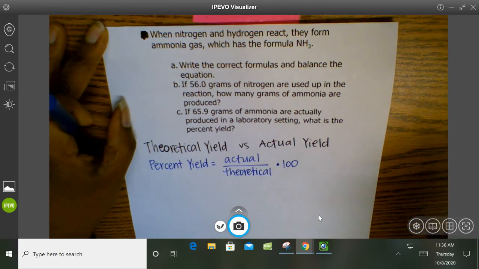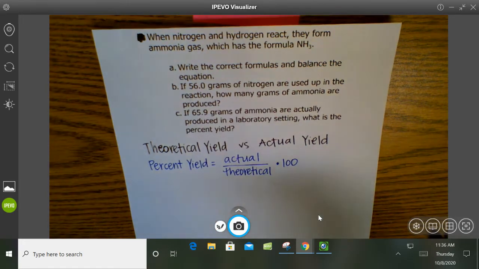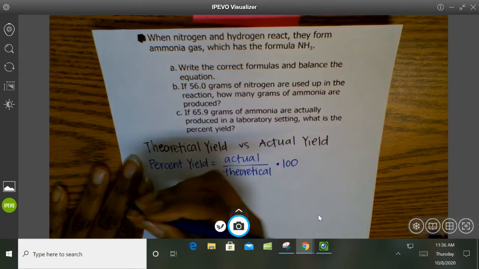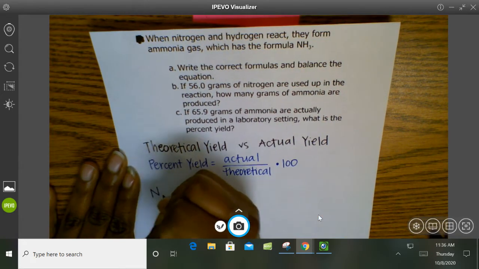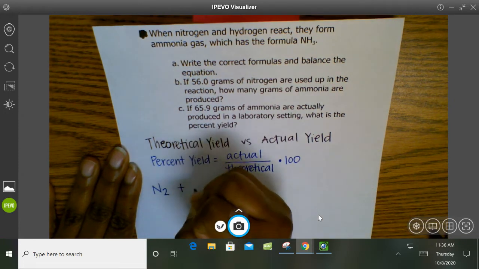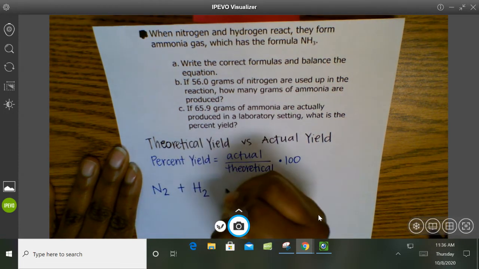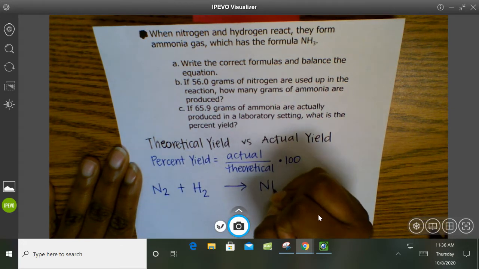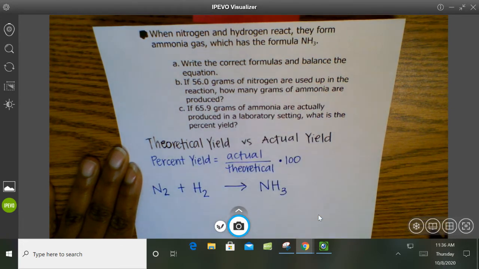formula NH3. So we're going to write the formulas and balance the equation. So here we go. We have nitrogen, which is one of the 7 diatomic elements, so it's written as N2. Hydrogen is one of them as well, so that's why we have H2. And then the formula for ammonia is NH3.